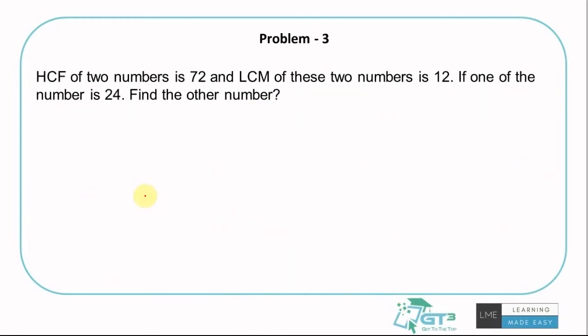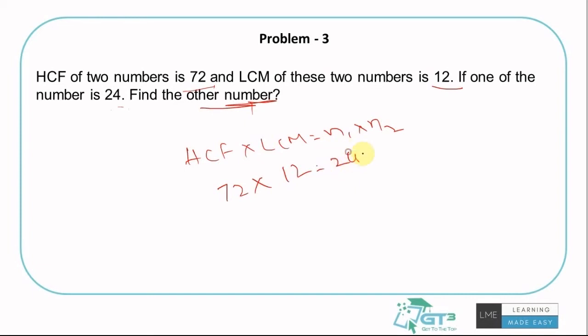Last question for this video. So we're talking about the HCF of two numbers being 72 and the LCM of these two numbers being 12. If one of the numbers is 24, find the other number. Right? If you remember, we have seen the property that HCF of two numbers into LCM of two numbers is basically the product of the two numbers. So 72 is the HCF, 12 is the LCM. I know that one of the numbers is 24. Let me find the other number, right?